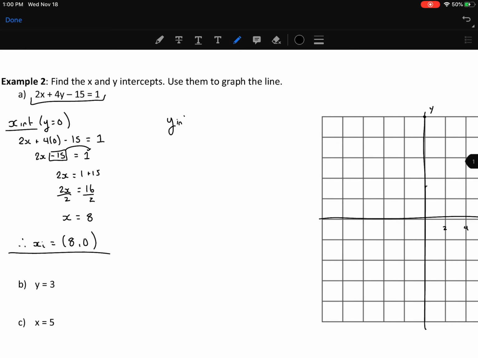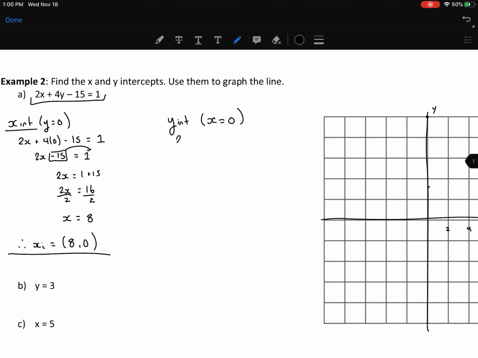All right, and then we'll do the same thing for our y-intercept. Except to find the y-intercept, that's when x is equal to 0. Where does our graph hit that y-axis? We'll take that exact same equation, but now for x, we're going to replace the x value with 0. So we're left with 4y minus 15 equals 1.